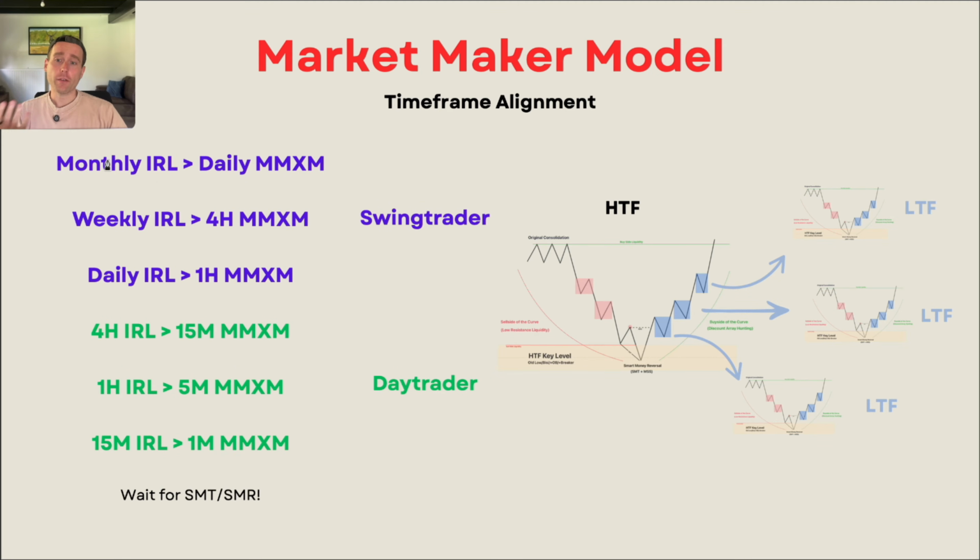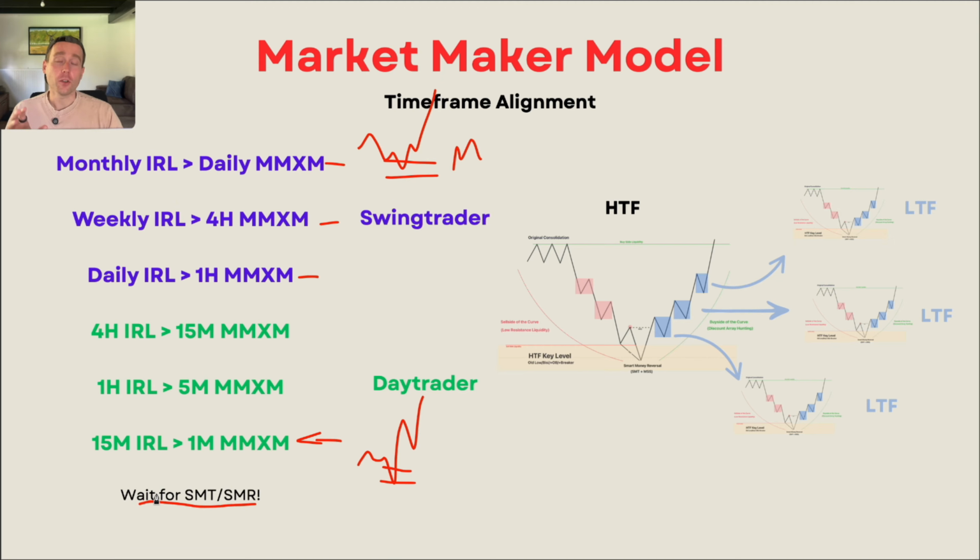So if, for example, you have a monthly fair value gap, you want to have a daily market maker model. So weekly fair value gap, you want a 4-hour market maker model. From the daily, we go to the 1 hour. And this is more swing trader territory because here are your executions on the daily, 4-hour and the 1 hour. For day traders, you can look at 4-hour levels, 1-hour levels and 15-minute levels. And this is even scalper territory where you just go from a 15-minute bullish fair value gap for a 1 minute market maker buy model.